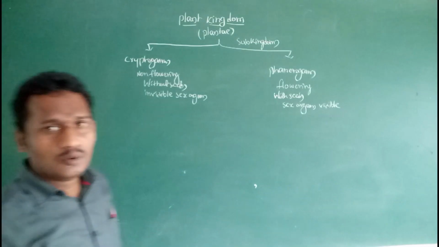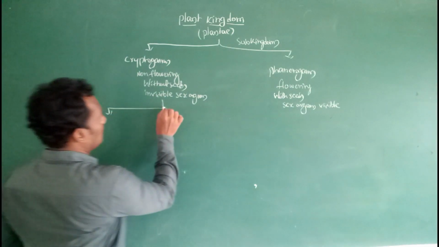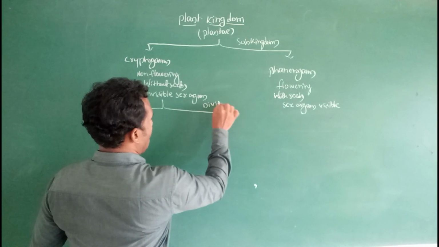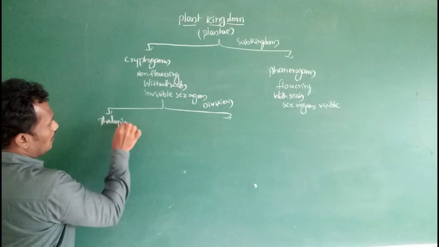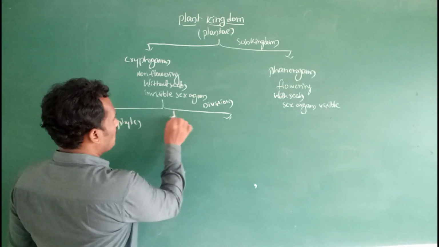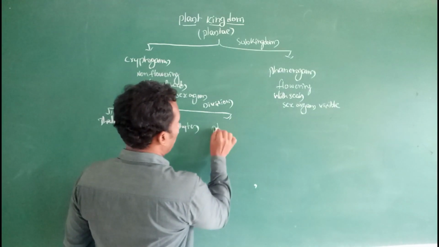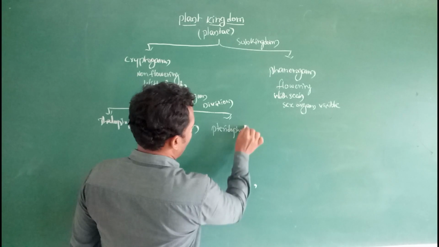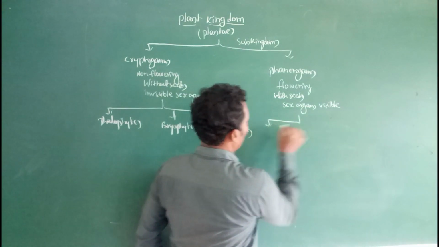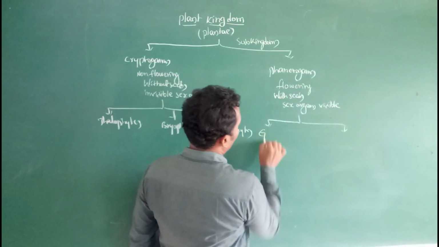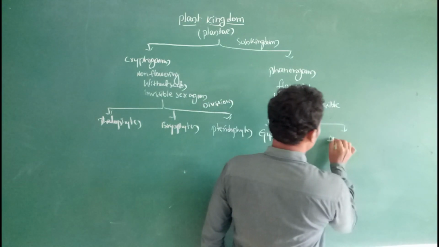The first one, coming to cryptogams. In the subkingdom of cryptogams, three divisions are there. The first division is thallophytes, the second division is bryophytes, and the third division is pteridophytes. Then in the subkingdom of phanerogams, two divisions are there. The first division is gymnosperms, and the second division is angiosperms.